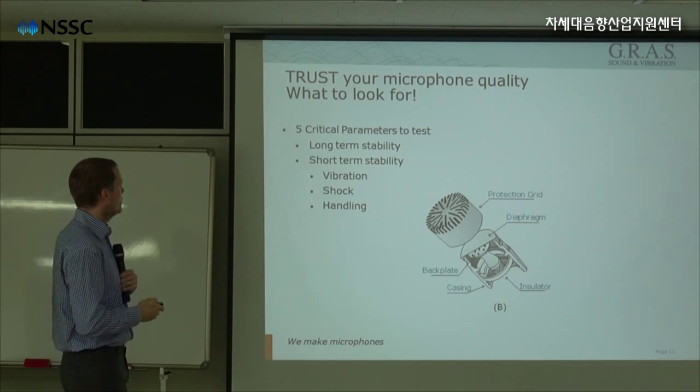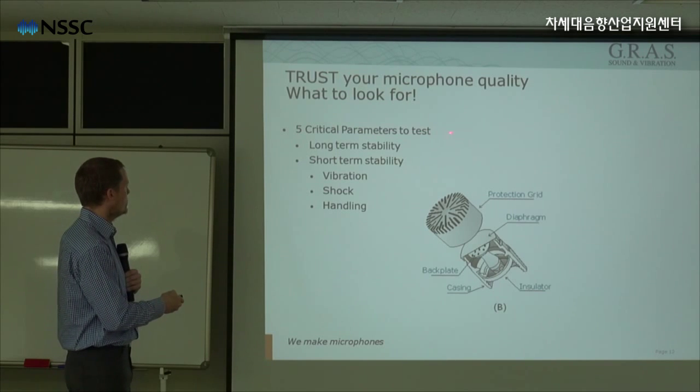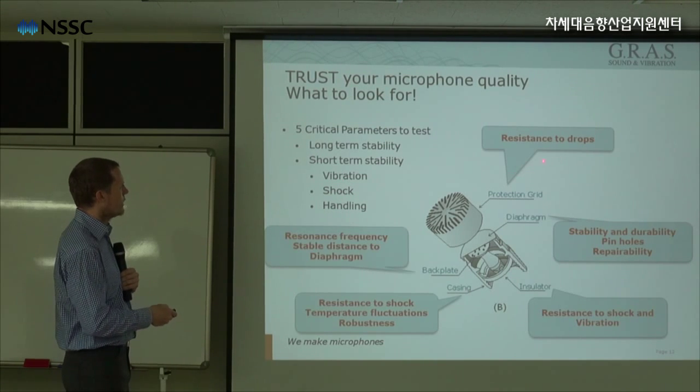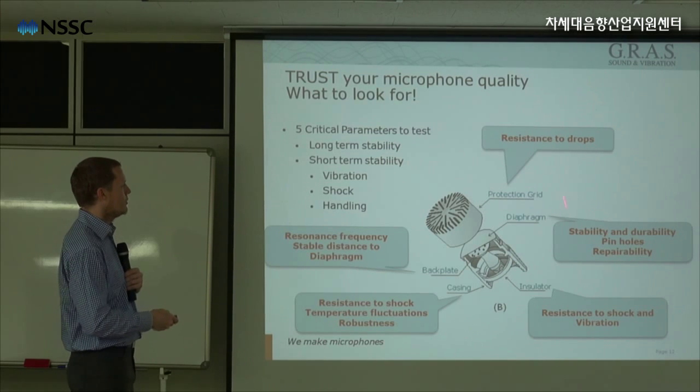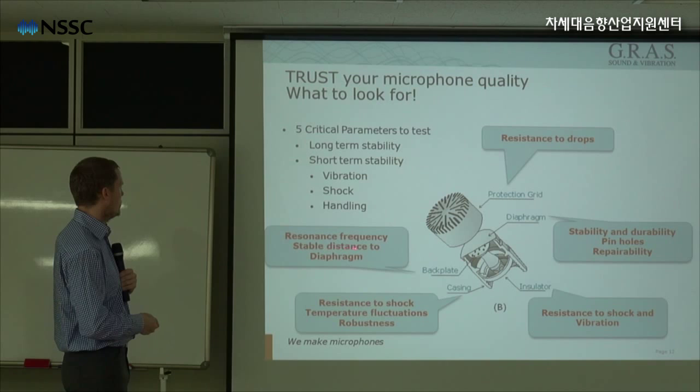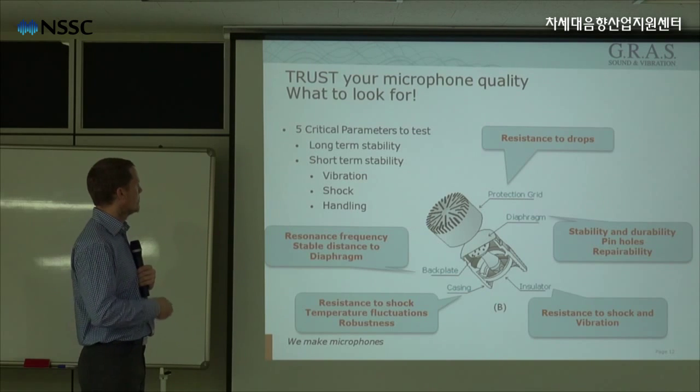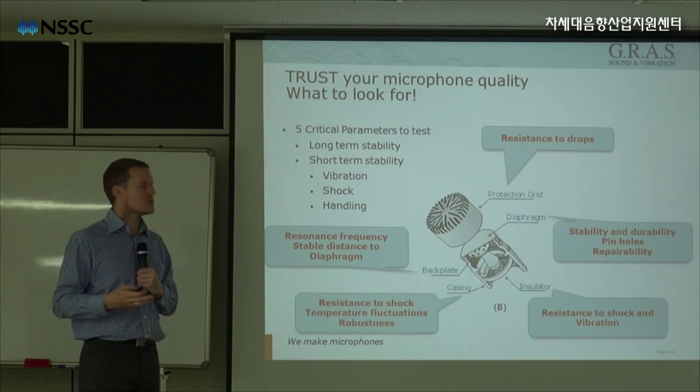So what we typically do is we have 5 critical parameters to test the long-term stability and short-term stability in case of vibration, shock, and handling. And what we look at is the resistance to drop, stability and durability, pinholes, repairability, resistance to shock and vibration, resonance frequency, stable distance to the diaphragm, and resistance to shock, temperature fluctuations, and the robustness. So these are some of the things that you should look for.